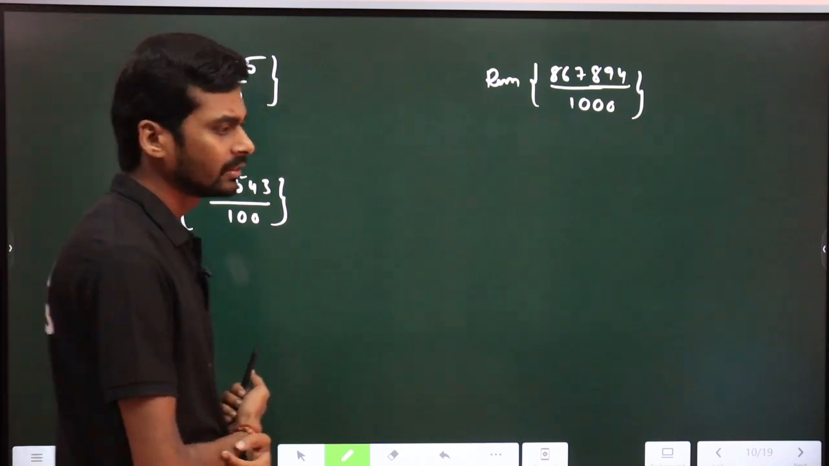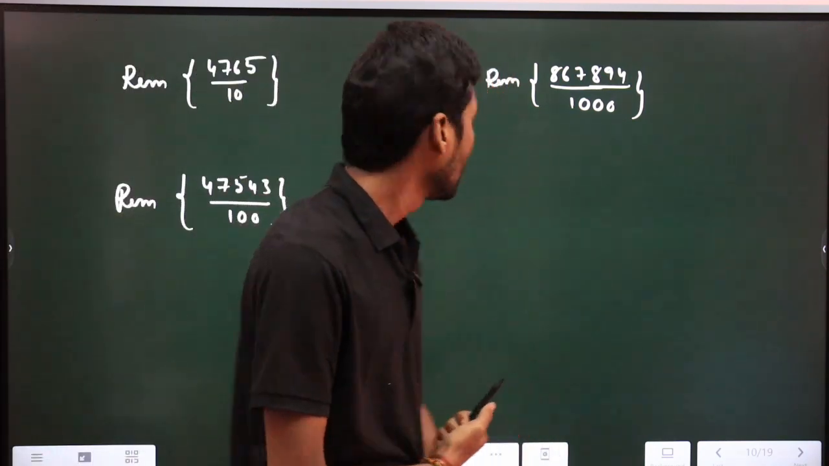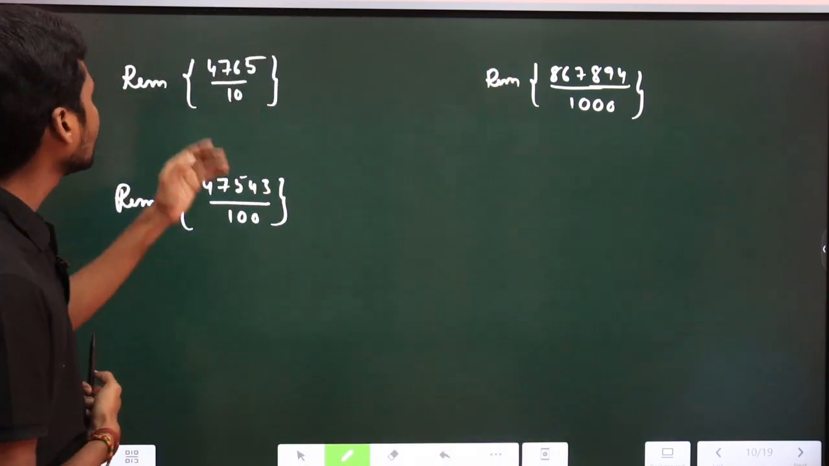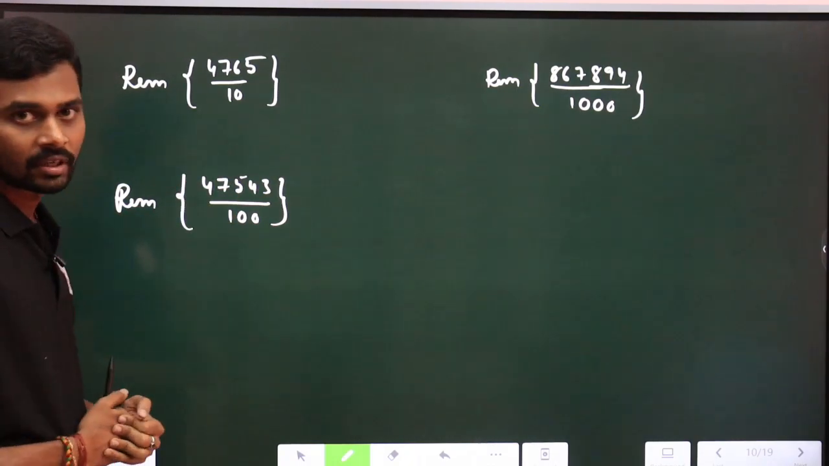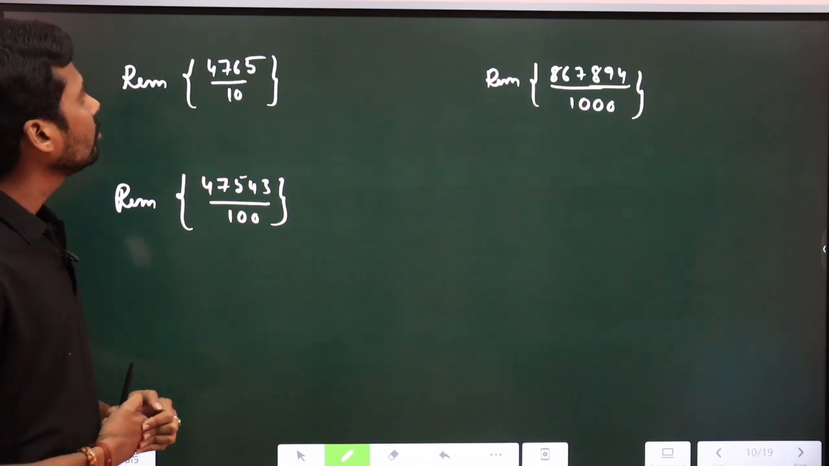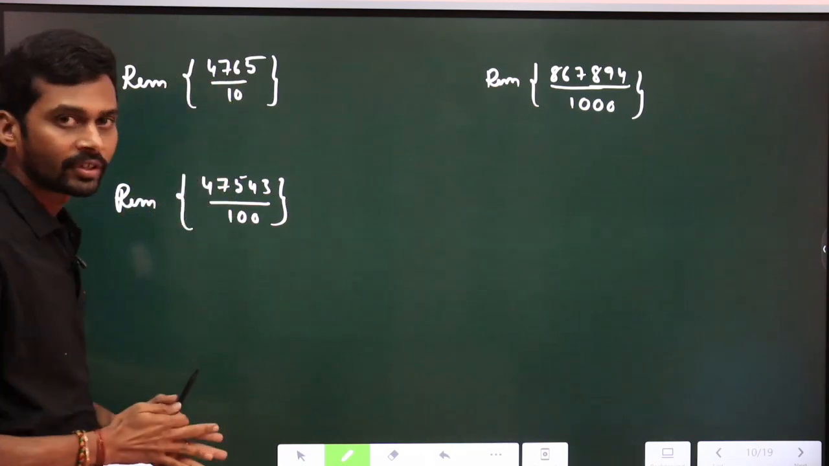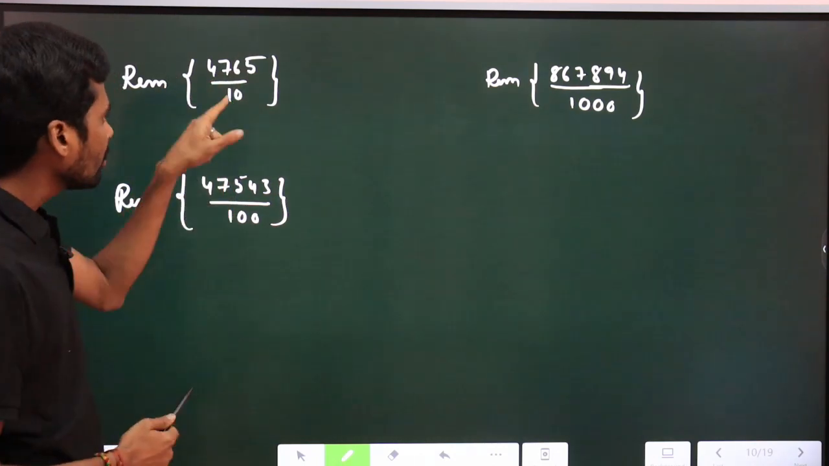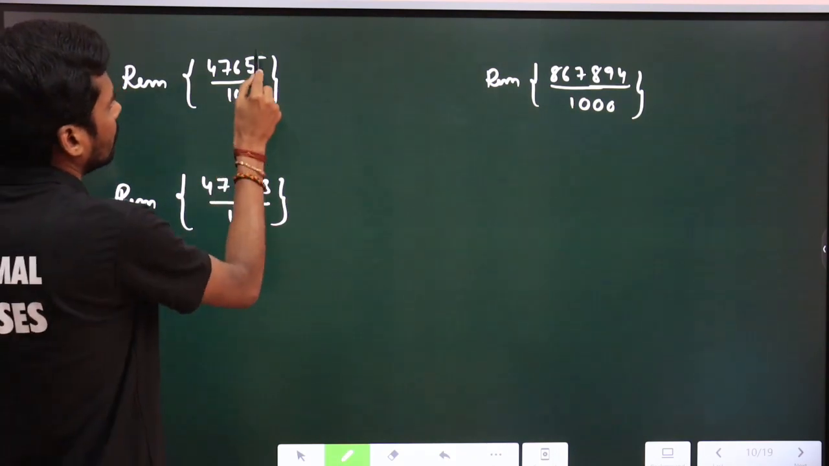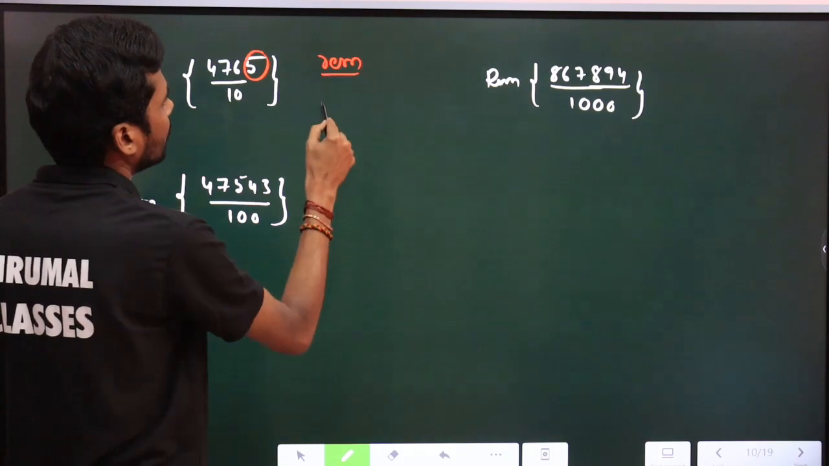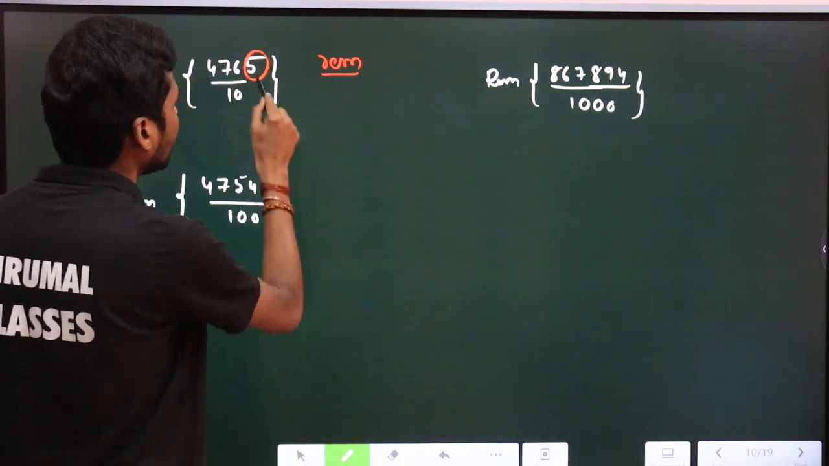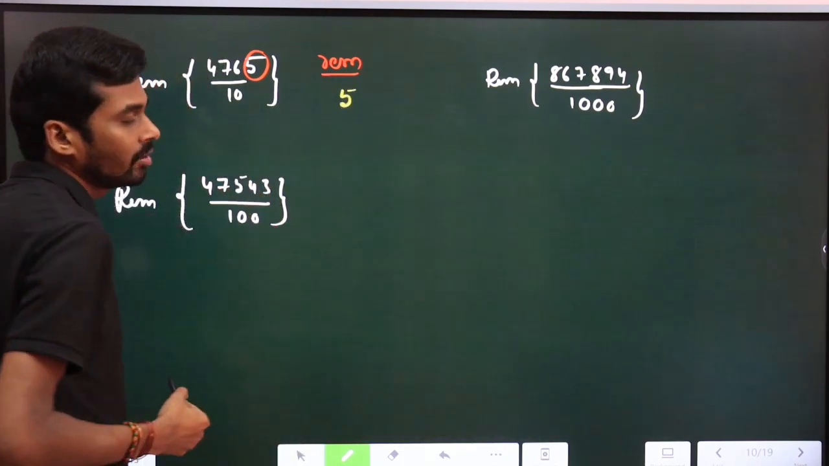The next property of the remainder is, let's say 4765, when I am dividing with 10, what is the remainder? If I ask you what the remainder is, you don't need to completely divide this number with 10. When we are dividing with 10, the last digit is your final remainder. That is nothing but the remainder 5, the unit digit.